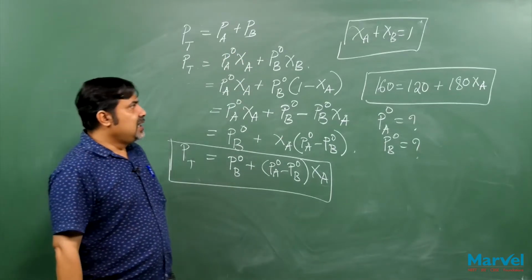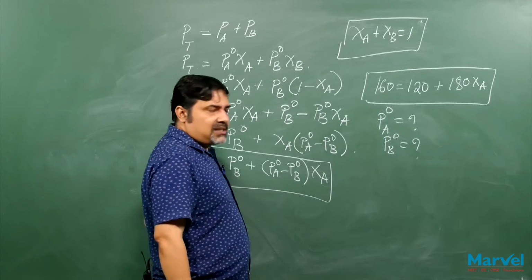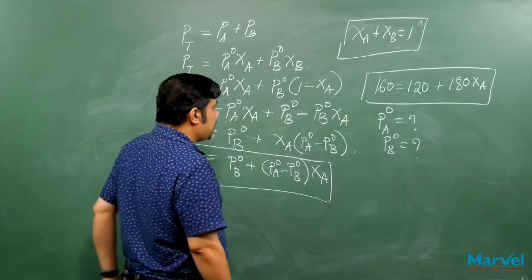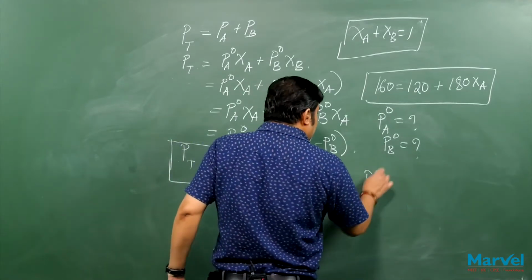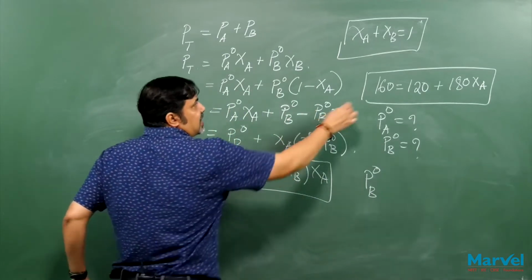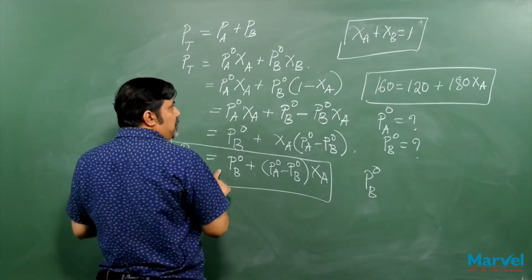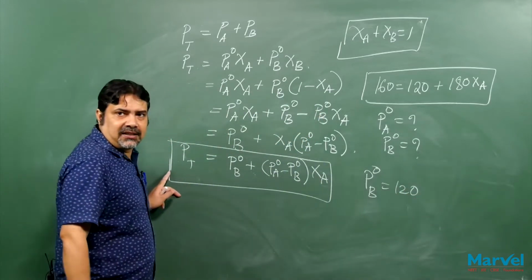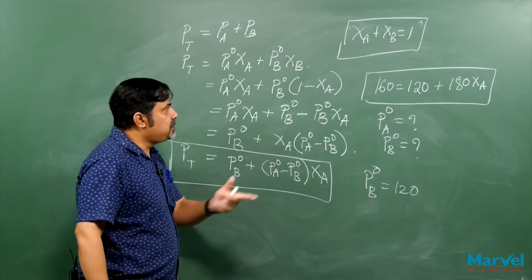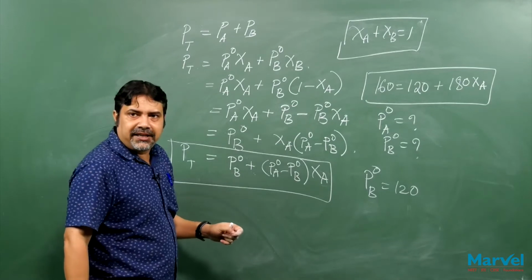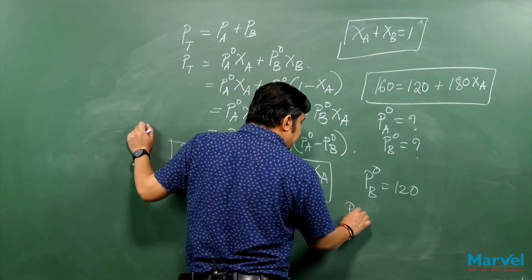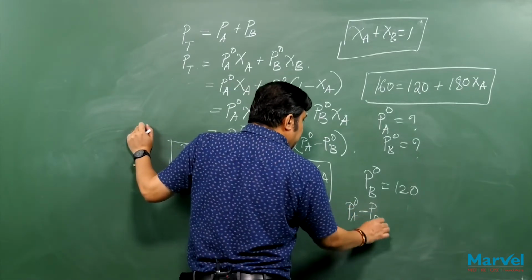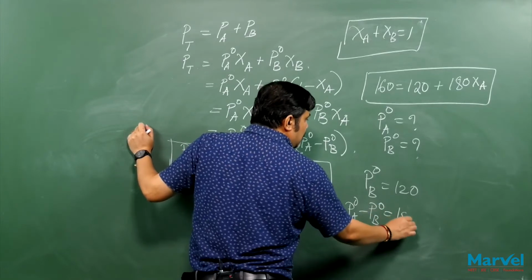So that means P total is nothing but 160. Then PB naught is nothing but how much? If you compare this equation and this equation, we can write down PB naught will be equal to 120. Got the point? And then PA naught minus PB naught is nothing but 180. So we can write PA naught minus PB naught equals 180.